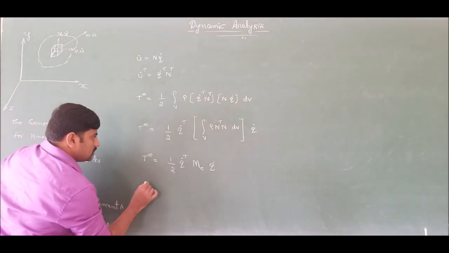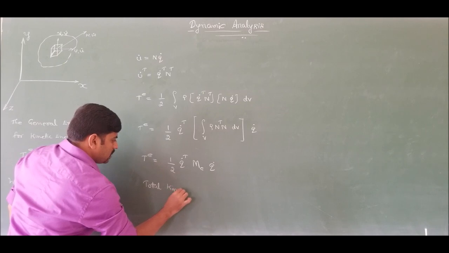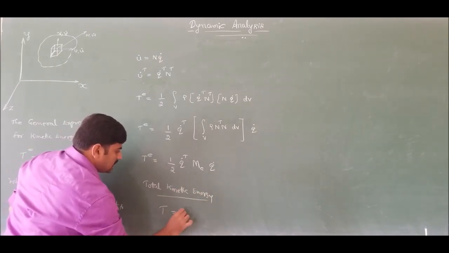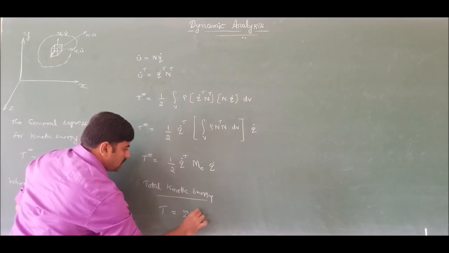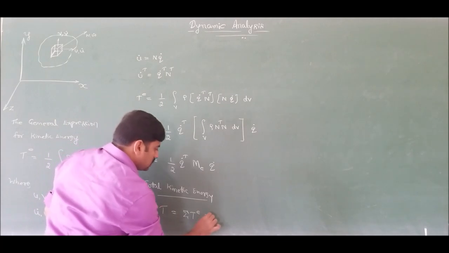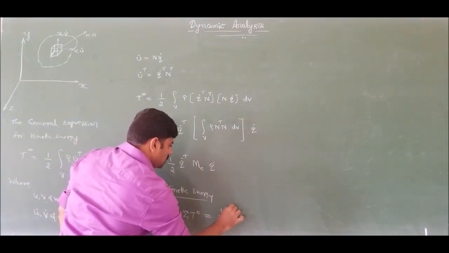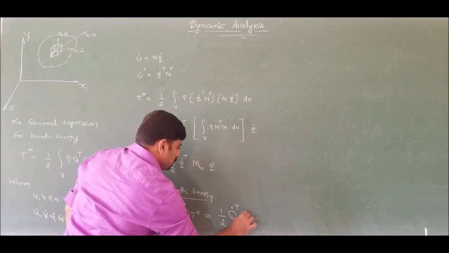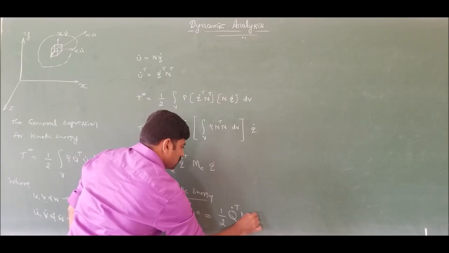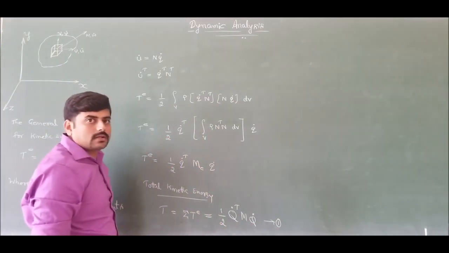Now the total kinetic energy of the entire body will be given by the summation of all kinetic energies of the elements. So if I do that, I will get half q dot transpose mass matrix times the q dot. Let us take this as equation number 1.